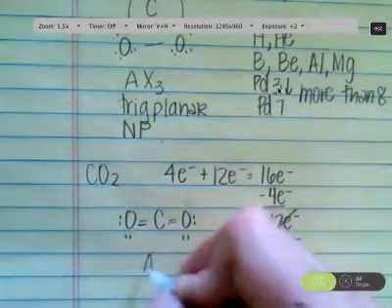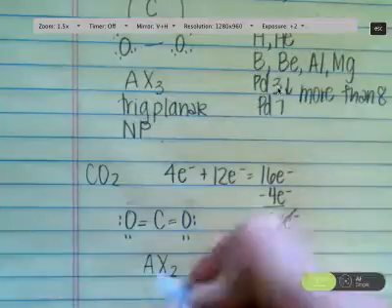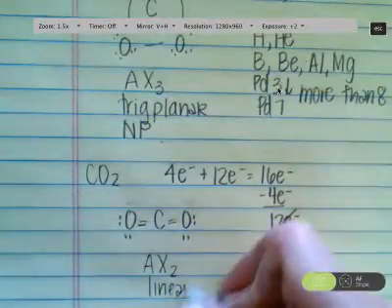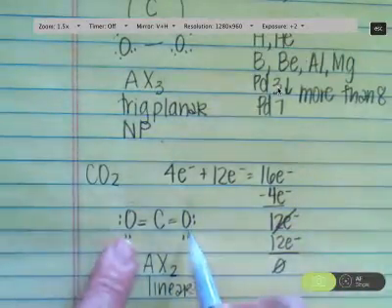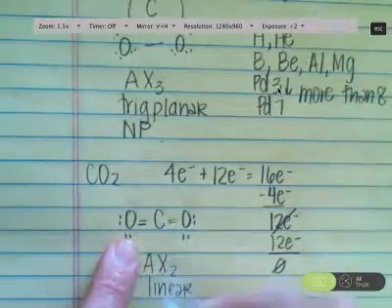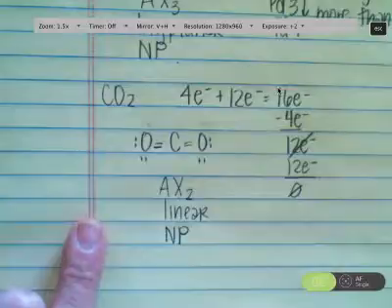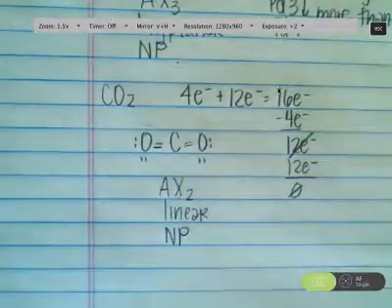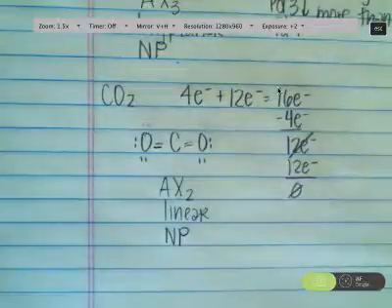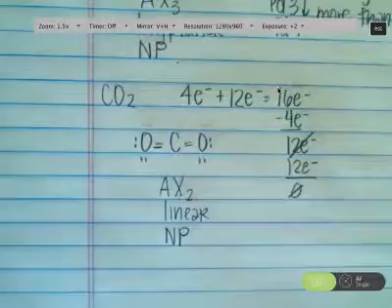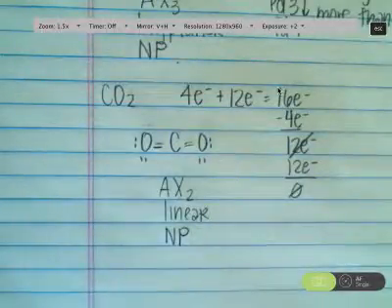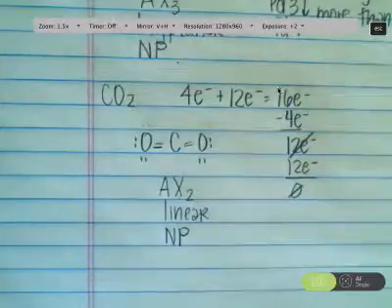AX2, yep, linear. And because these are the same elements pulling on the central atom, this is going to be nonpolar. But you could do triple bonds. I could do a triple and a single, yeah. And you guys saw this. There's a reason why these were on your exam, and this is why we're doing these, because they're on your final. Okay? Let's do 3 easy, fast ones.